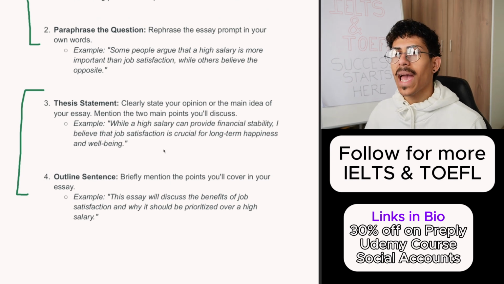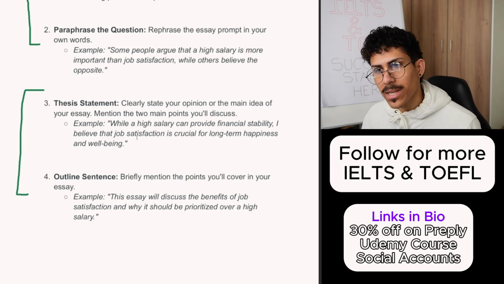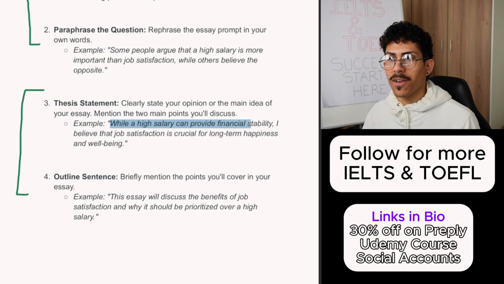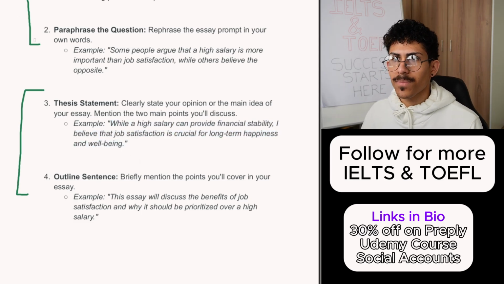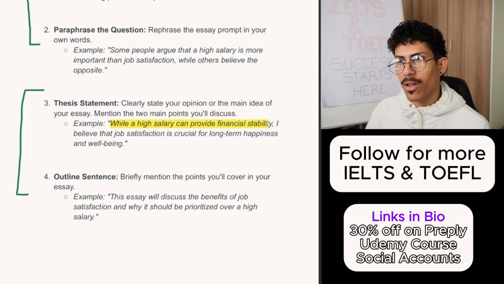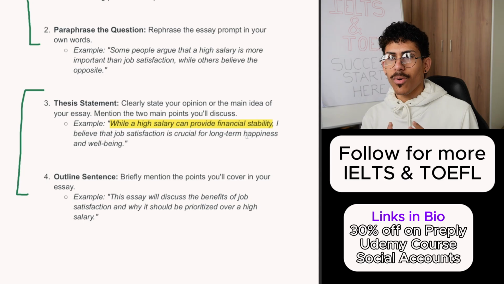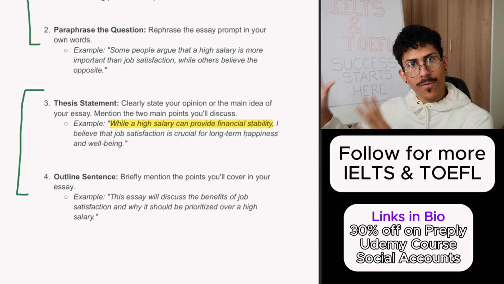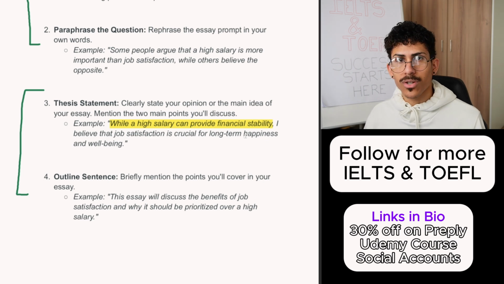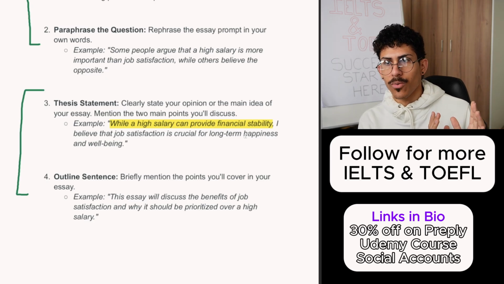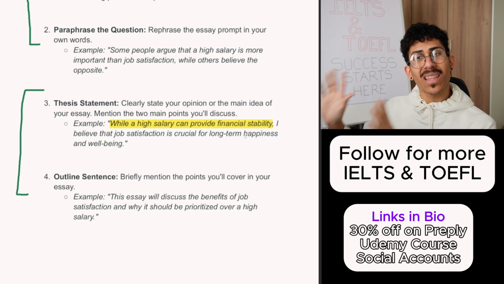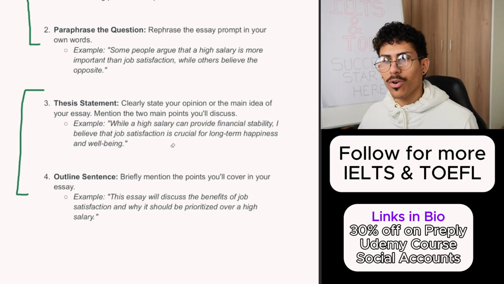So let's see. We have a thesis statement, which is very, very cool because it clearly states your opinion. While a high salary can provide financial stability, I believe that job satisfaction is crucial for long-term happiness and well-being. It is very detailed, and what I like about it is you are acknowledging the other side, right? So you are saying, while this is okay, I prefer that. And not just saying, I prefer job satisfaction. That's very basic. So you are now explaining what it is that you prefer while also acknowledging the other side of it. So that's your opinion.